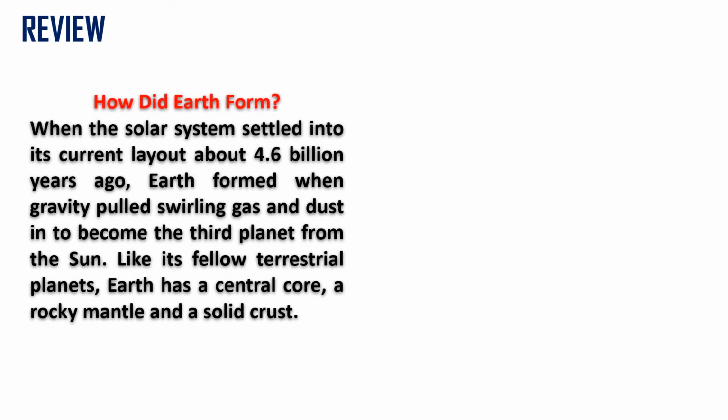How did Earth form? When the solar system settled into its current layout about 4.6 billion years ago, Earth formed when gravity pulled swirling gas and dust in to become the third planet from the Sun. Like its fellow terrestrial planets, Earth has a central core, a rocky mantle, and a solid crust.